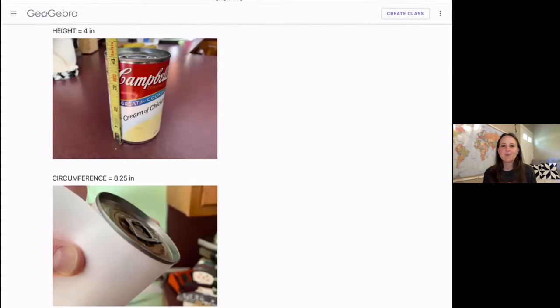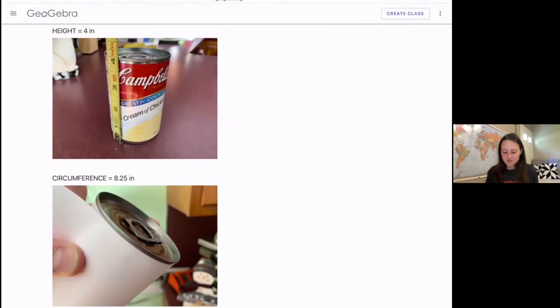I'm going to do one more example for us today. If you go to the resources for the week and click on the Campbell's Soup GeoGebra applet link there, that will bring you to this page. And Tim Brzezinski, the author of this applet, measured a Campbell's cream of chicken soup and found its height and circumference. And from that was able to calculate that the surface area, the amount of metal used to make the can, is about 44 square inches.